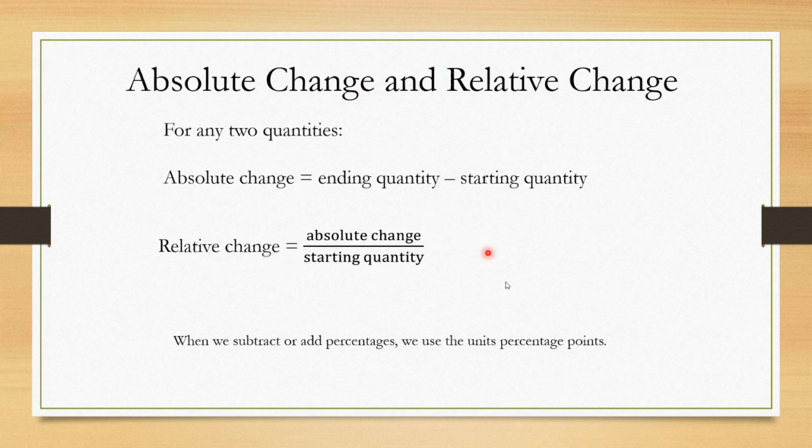And this is something that comes up also. Sometimes in absolute change, you will subtract or add percentages. And when you do that, your units are going to be kind of weird, but the units are called percentage points. Okay, let me do one more example. So let me just do an example of this.